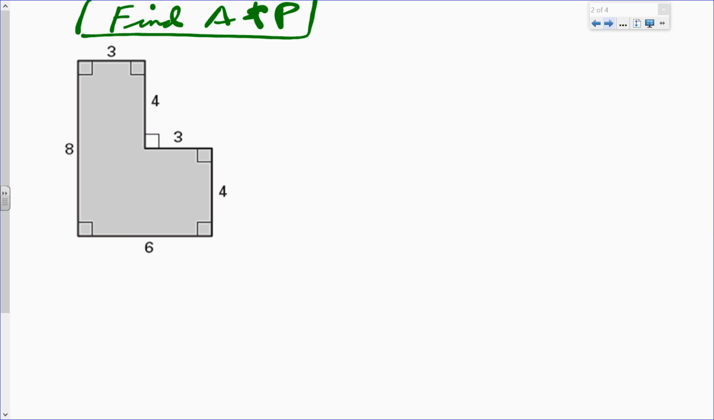Let's do this. Area. There's two ways of finding the area. The first way is, let's pretend the whole thing is here. Let's pretend I have a big gray rectangle.